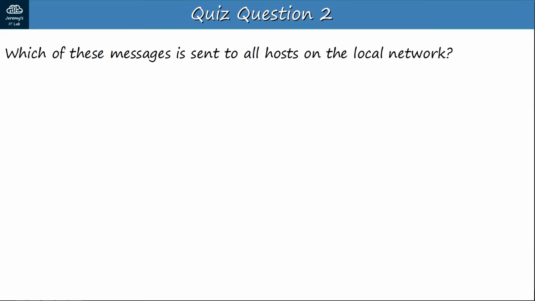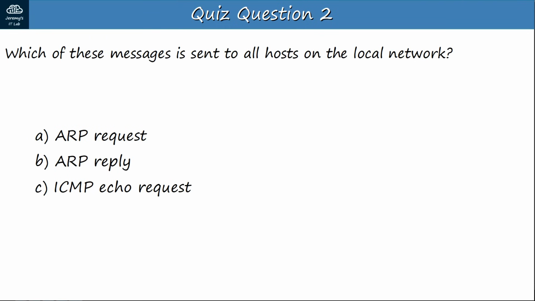Which of these messages is sent to all hosts on the local network? A. ARP Request. B. ARP Reply. C. ICMP Echo Request. Or D. ICMP Echo Reply. Pause the video to think about your answer. The answer is A. ARP Request.